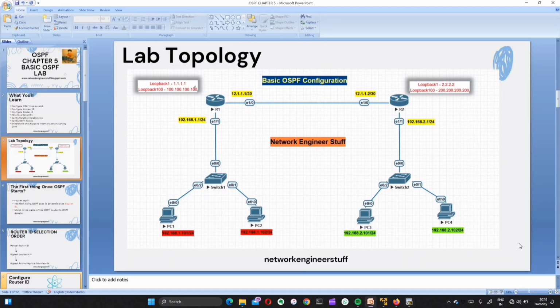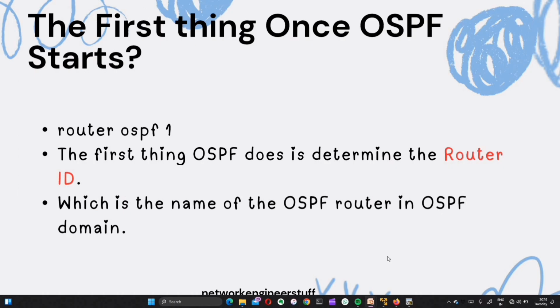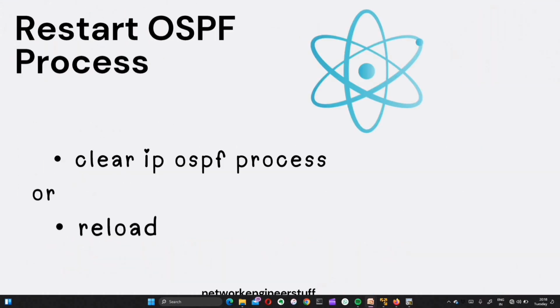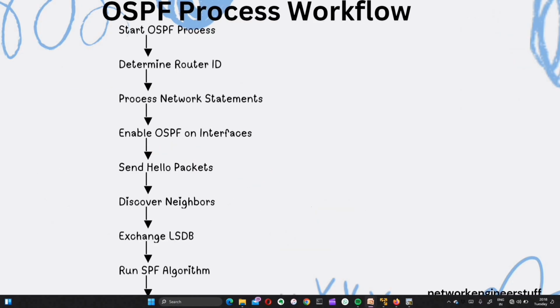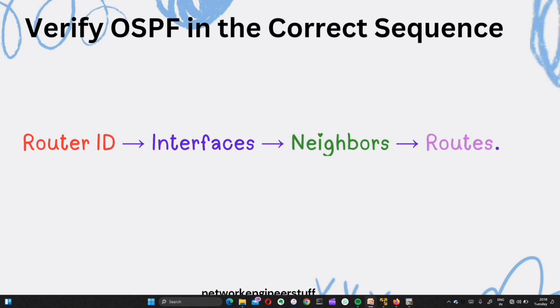So what all things we have covered, we'll just check this one. So we already checked all this stuff in the last video. Okay, we advertised our router ID, and then we advertised our networks. Okay, so how did we verify?